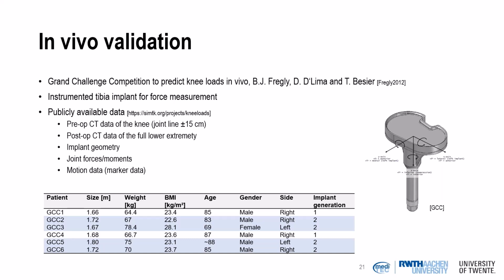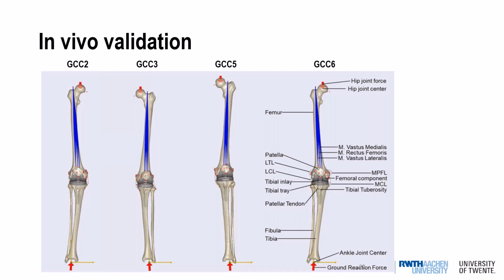What you can see here in this tabular overview in the right column is that they came up with 2 implant generations, and for our validation study we decided to just work for now on the newer implant, the 2nd generation. So we processed the provided data and then modeled all 4 patients we considered, from Grand Challenge Competition 2, 3, 5, and 6. And then we ran our simulation.